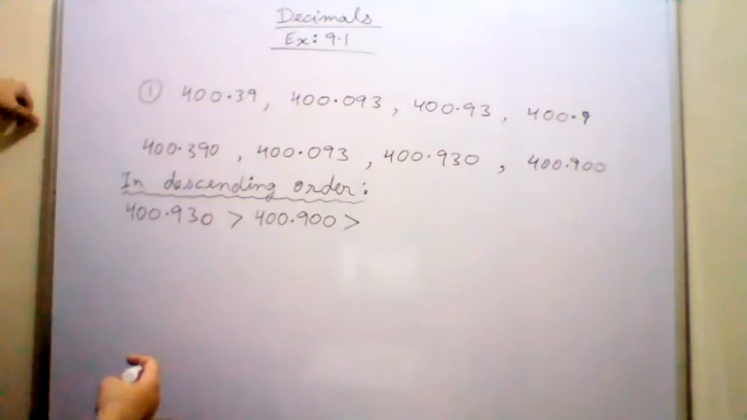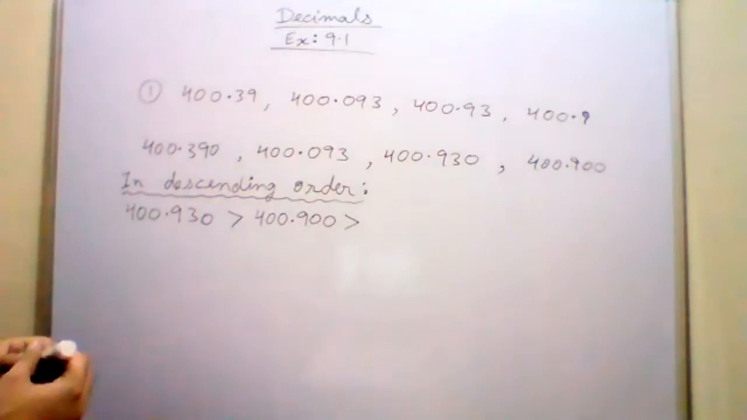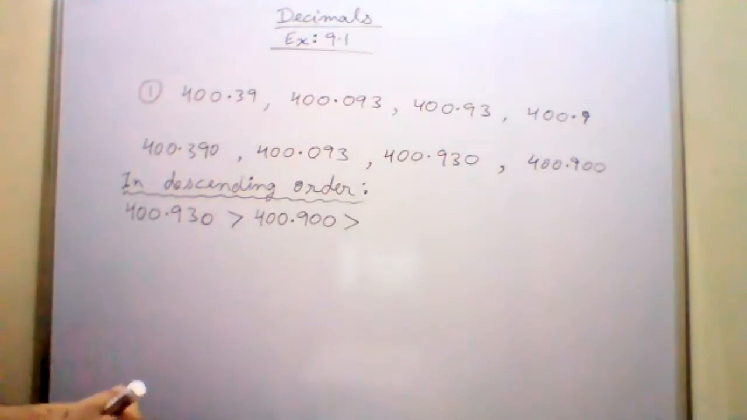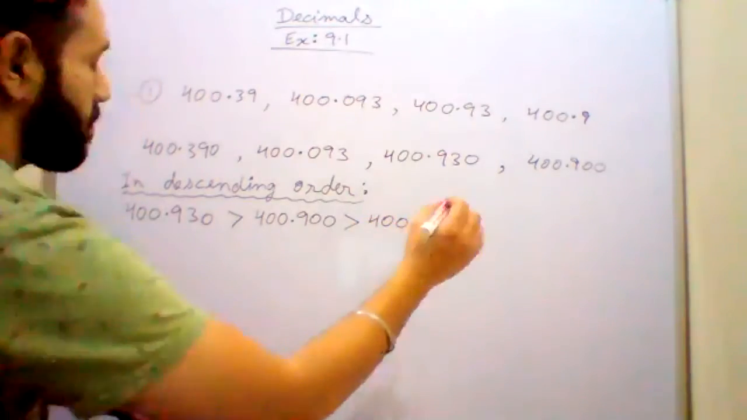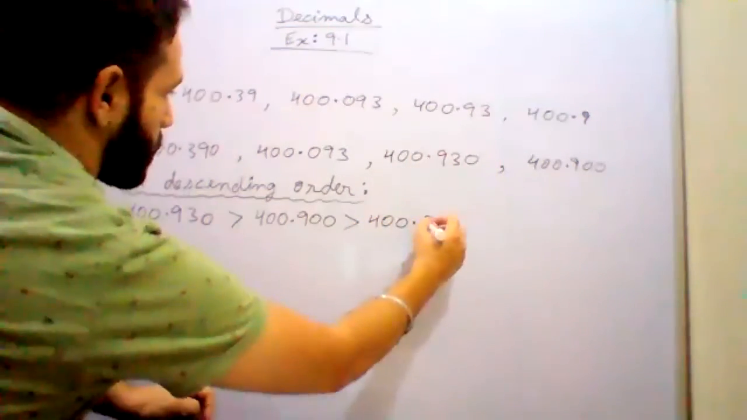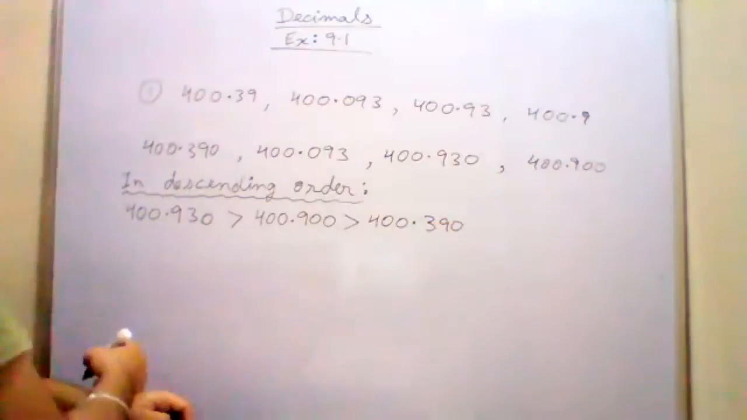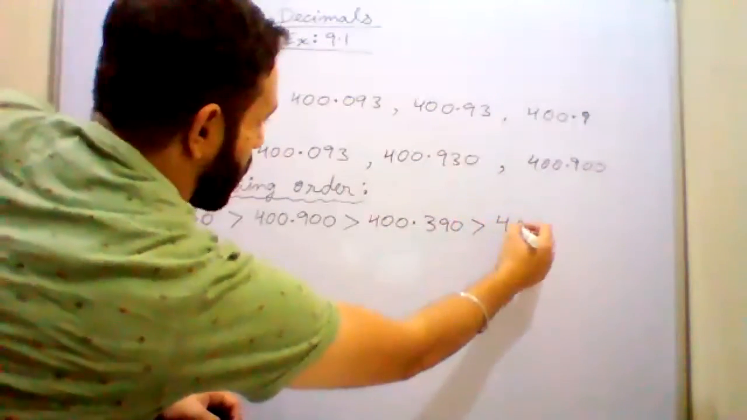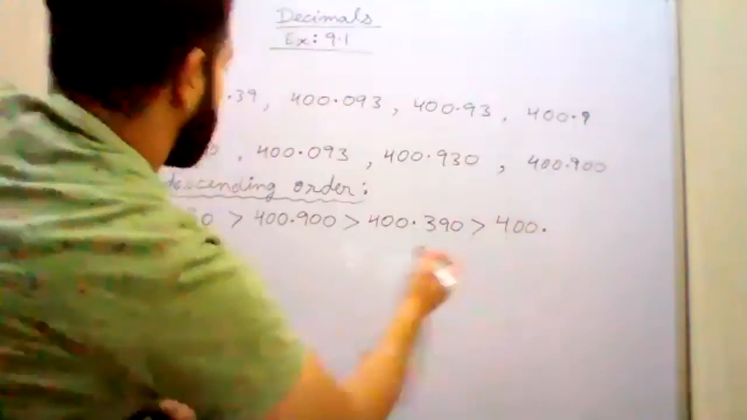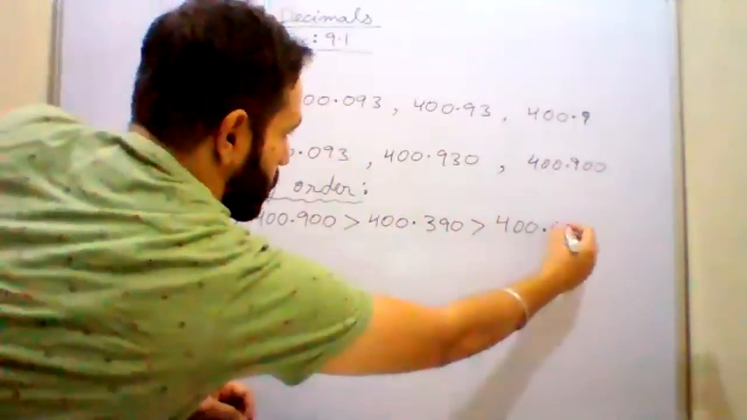Excuse me, sir, I have a doubt. Better wait, let me complete first. 400.390 and the last one is 400.093.